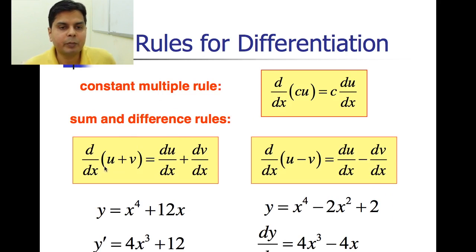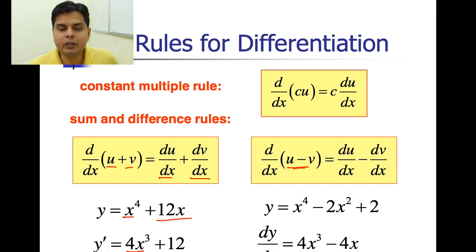Another is the sum and difference rule. Suppose u and v are two different functions, then the differential coefficient of u plus v will be the differential coefficient of u plus the differential coefficient of v, du by dx plus dv by dx. Similarly for difference, d by dx of u minus v will be du by dx minus dv by dx. An example: x to the power 4 plus 12x, differentiate x to the power 4, you will get 4x cube, plus 12x, you will get 12.